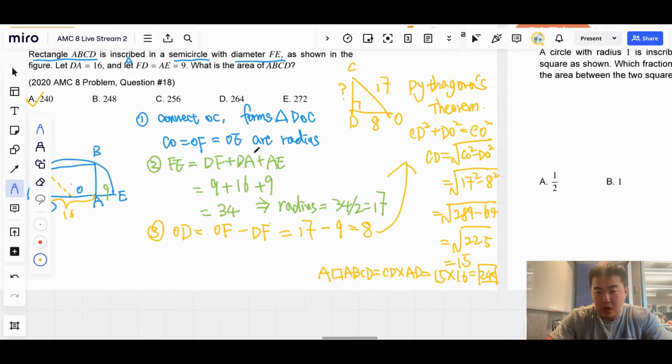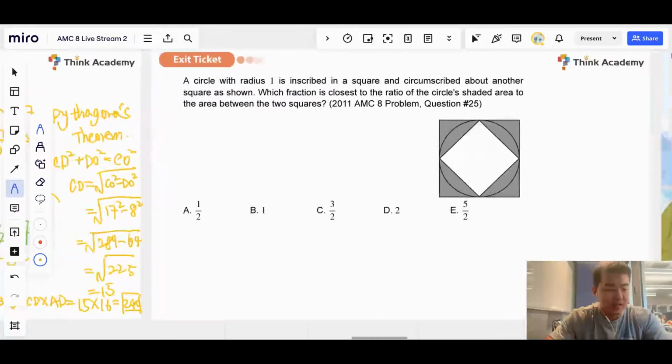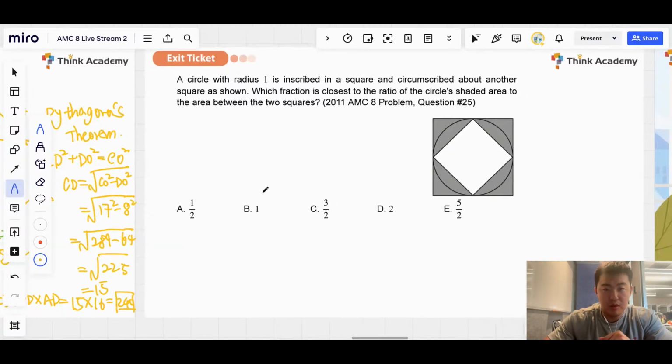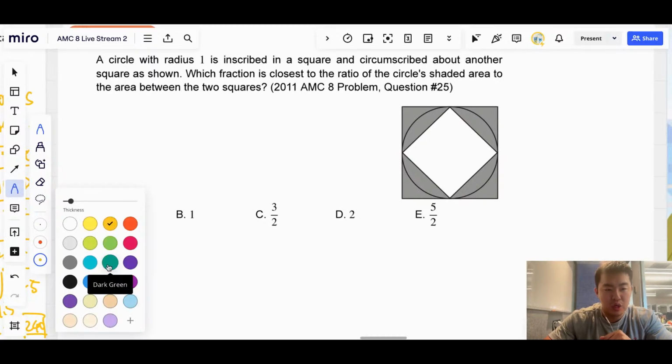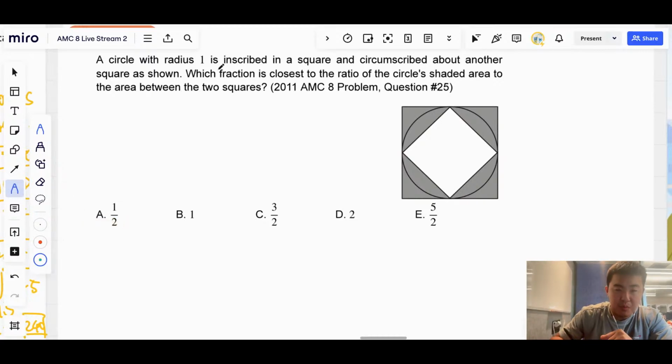And now we should be able to move to the exit ticket, okay? So it looks like the exit ticket is less challenging than the real AMC problem. The question says, a circle with radius 1 is inscribed in a square and circumscribed about another square as shown. It's asking which fraction is closest to the radius of the circle. So first, let me still mark all the keywords here. Let me zoom in a little bit. Good. So I will use blue.